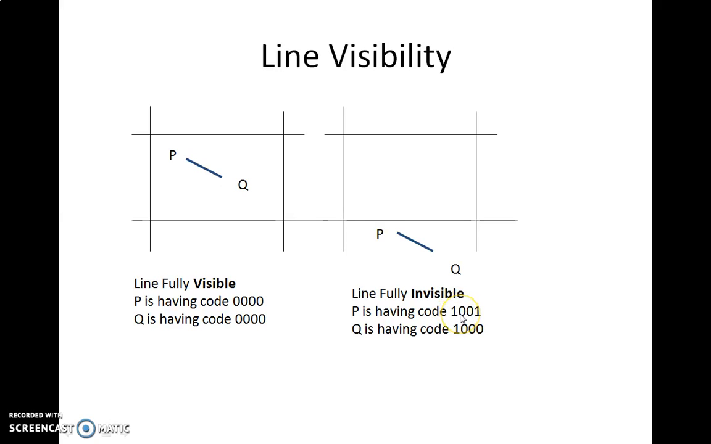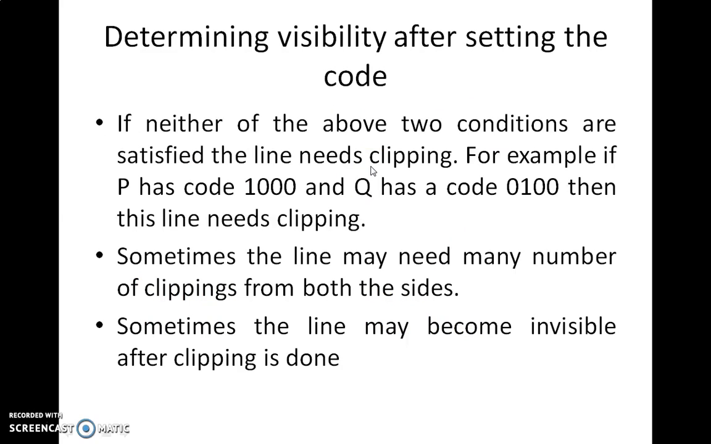It can be either in the 3rd, 2nd or 1st. Any bit position, this is the condition. Any bit position, if you see this line segment, the 1 bit position is common, then the line segment lies entirely outside the clipping window and it has to be ignored. Then neither of these cases, that is, you don't have all the zeros or 1 common.